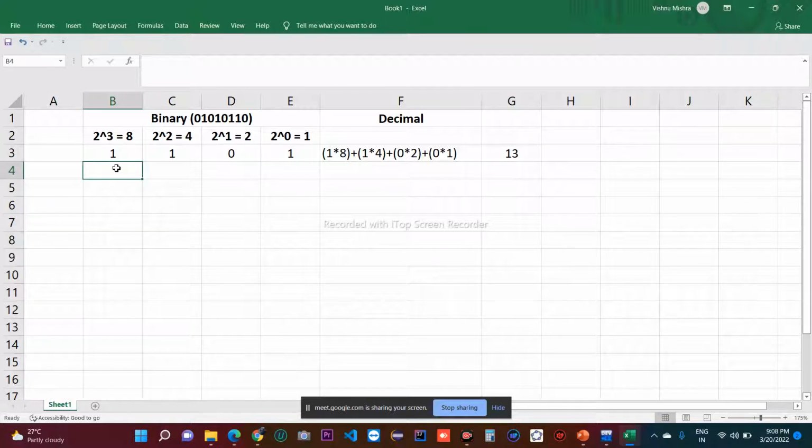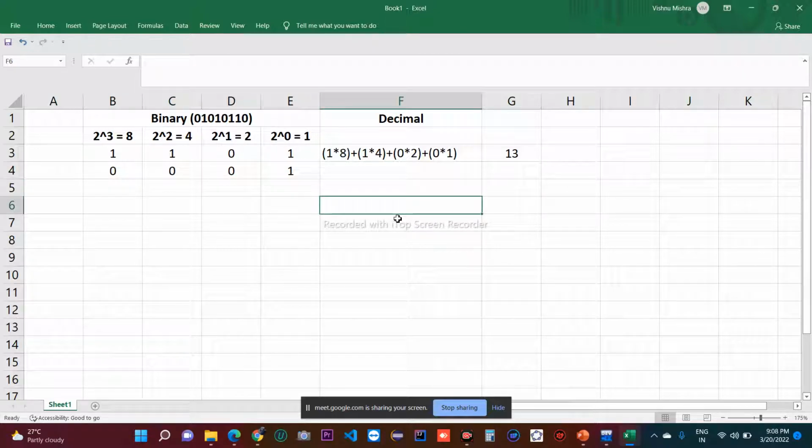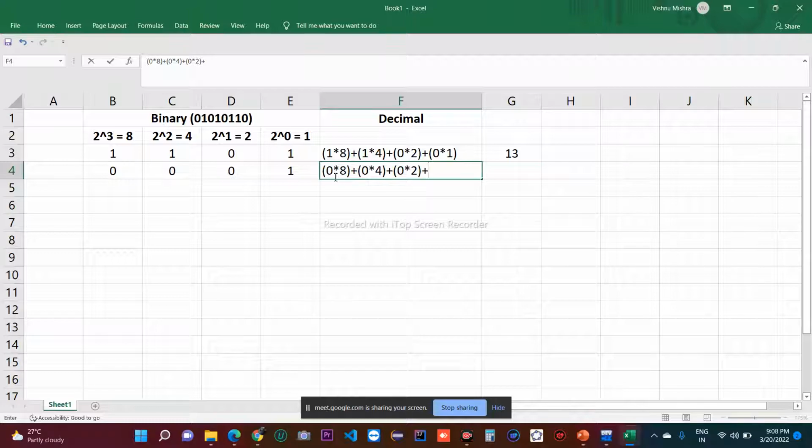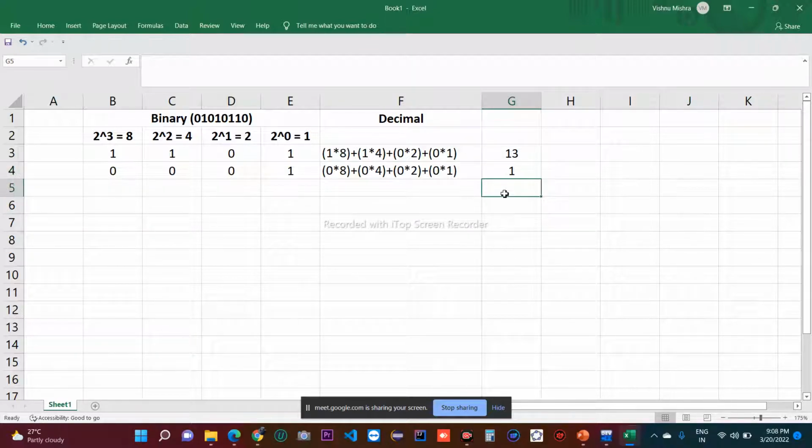What is this? 0, 0, 0, 1. What is this? 0 into 8 plus 0 into 4 plus 0 into 2 plus 1 into 1. How much is this? This is 1. 1 into 1 is 1.